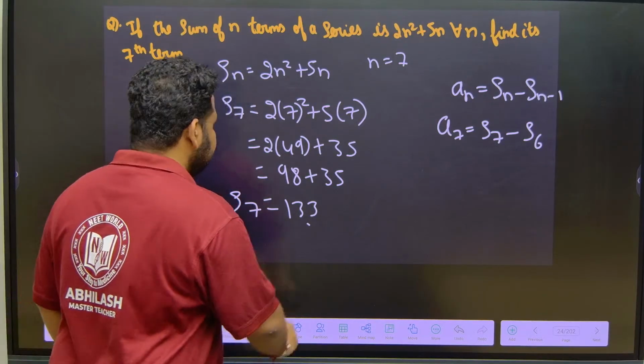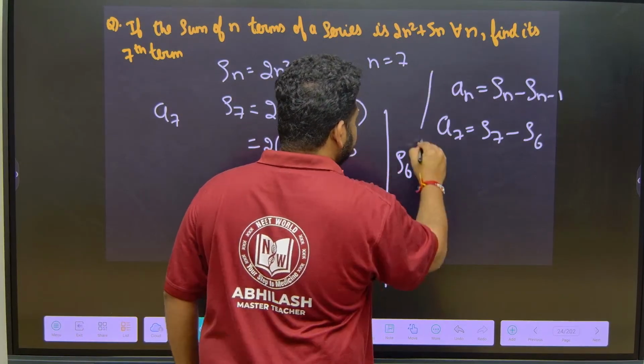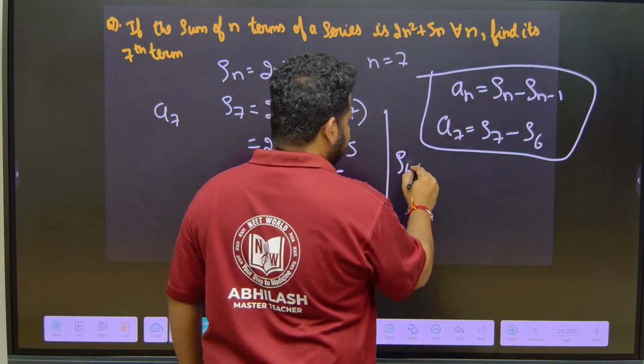So how to find S6? Using the same thing, wherever n is there. This is the formula I have to use. So to find S6, what do I have to put?